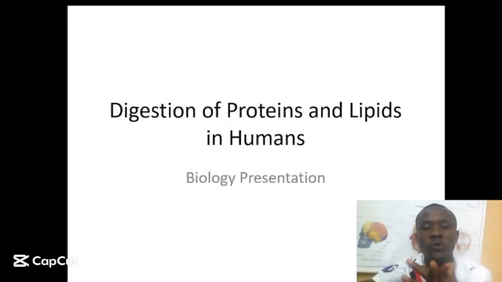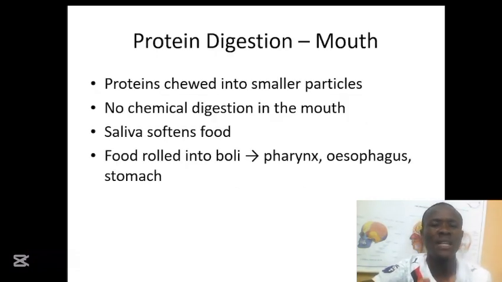Today we are going to start to talk about digestion of proteins and lipids in humans. We are going to start with digestion of protein, and we are going to start in the mouth, what happens in the mouth. Later we'll move to what happens in the stomach, and lastly what happens in the small intestine.